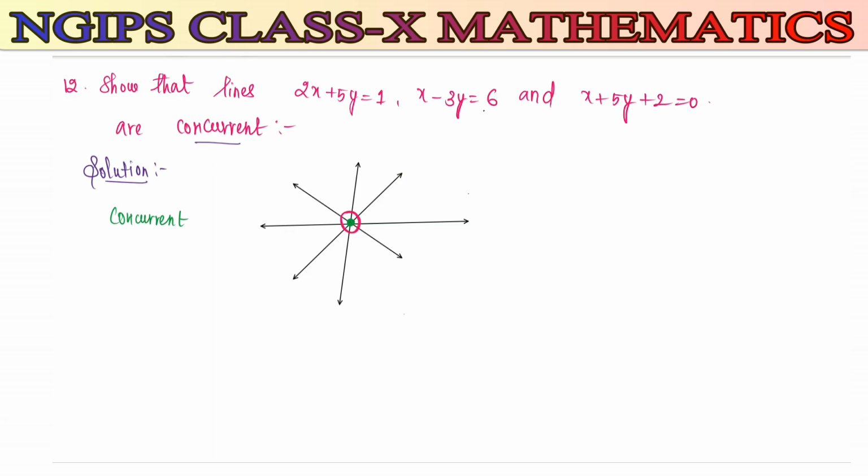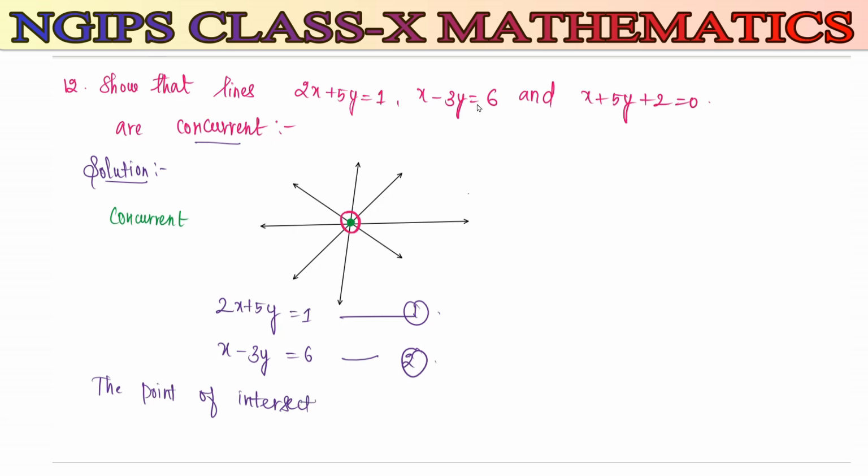Okay, now here they have given three equations of lines. 2x plus 5y is equal to 1. This is equation 1. And the second equation, x minus 3y is equal to 6. This is the second equation. So we need to find out the point of intersection of these two lines. Point of intersection, easily we can find out the value of x and y.